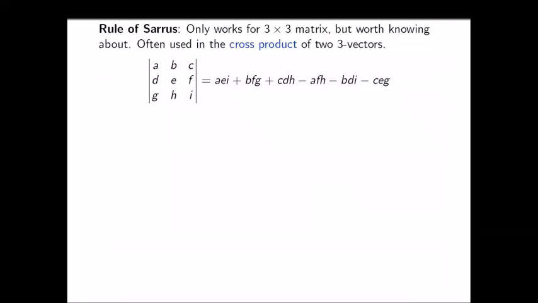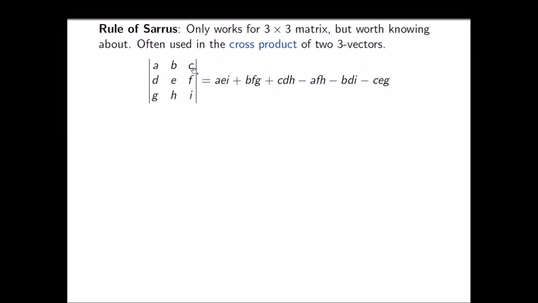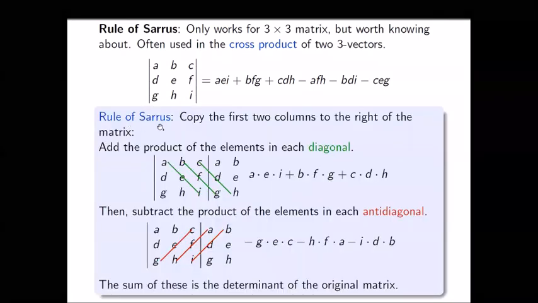The next thing I want to talk about is the rule of Sarrus, and it only works for a 3 by 3 matrix, but it's worth knowing about. This is often used in the cross product of two 3-dimensional vectors. If you have a matrix given by A, B, C, D, E, F, and G, H, I, and you want to compute its determinant, it's just given by this formula. This is how the rule of Sarrus works.